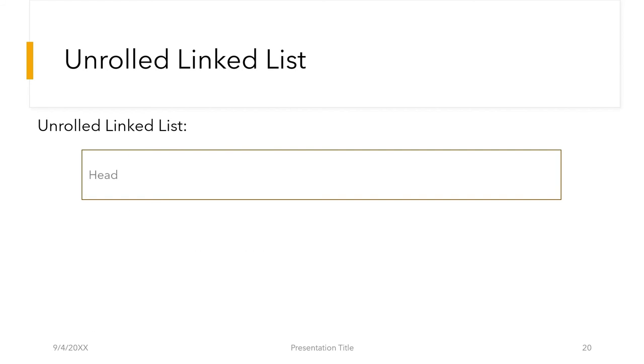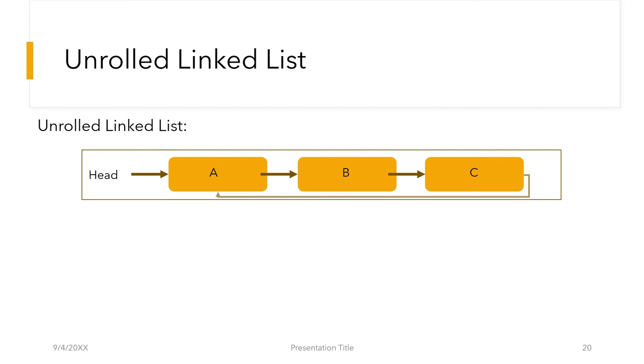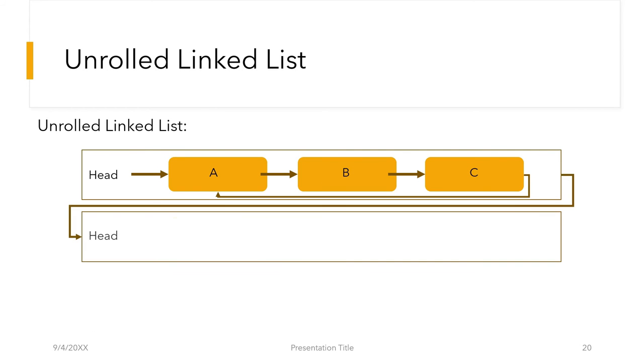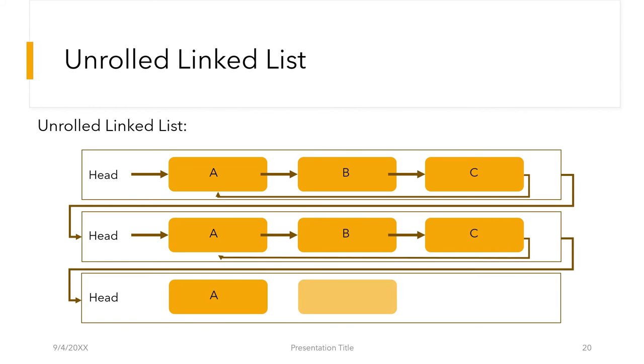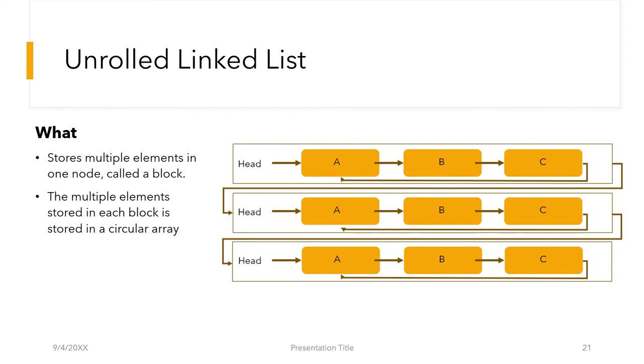Unrolled linked lists are a bit more complex, in a sense that each node contains multiple elements, and these elements are stored in a link as well, more precisely, a circular linked list. So in an unrolled linked list, it stores multiple elements in one node called a block, and the multiple elements stored in each block are stored in a circular array.